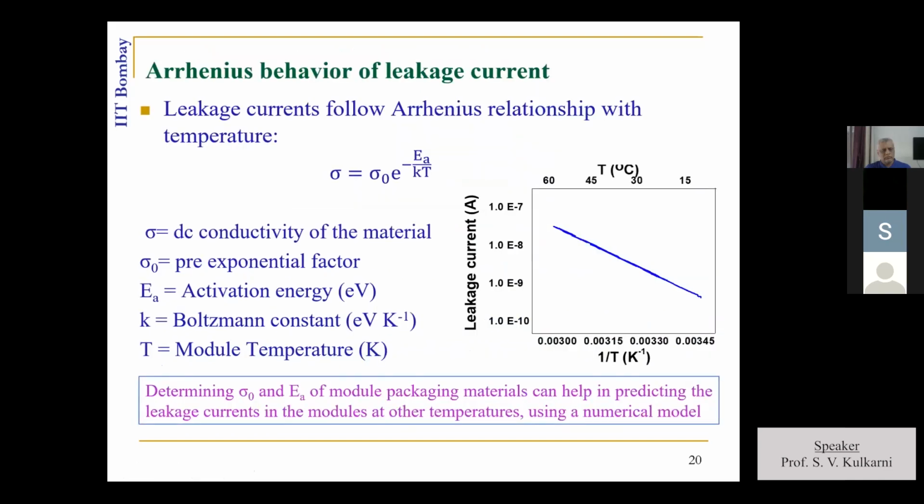And how do we model this? There is something called the Arrhenius equation, which tracks insulation condition. So we are trying to do some experimental measurements and validate our theoretical analysis.